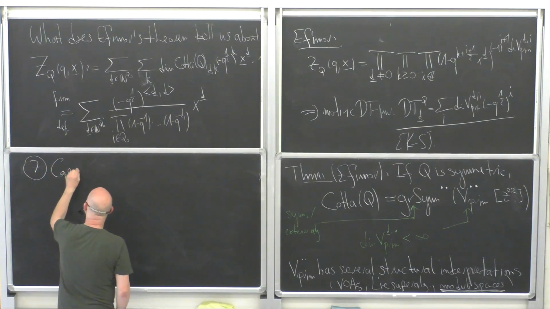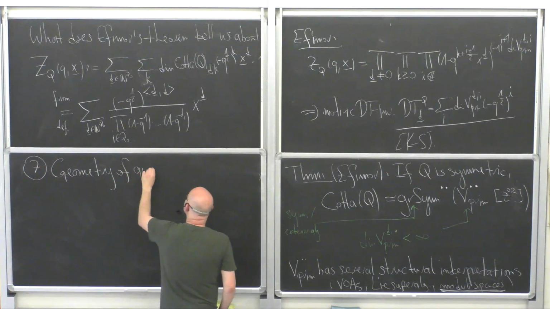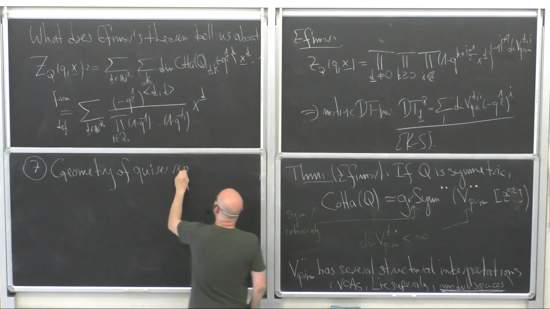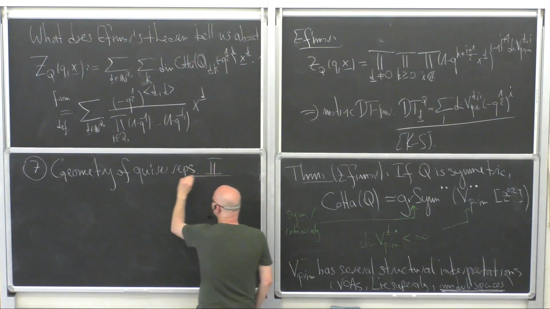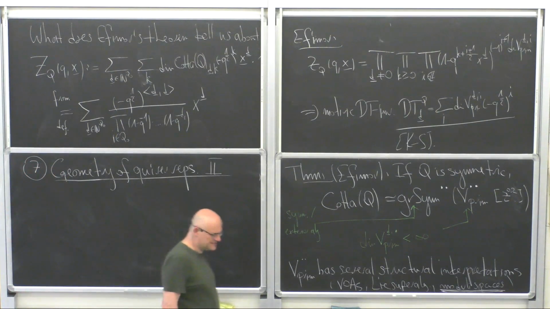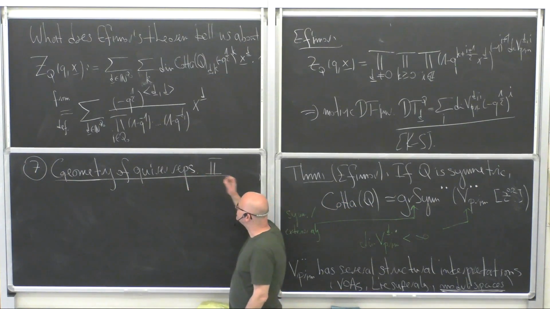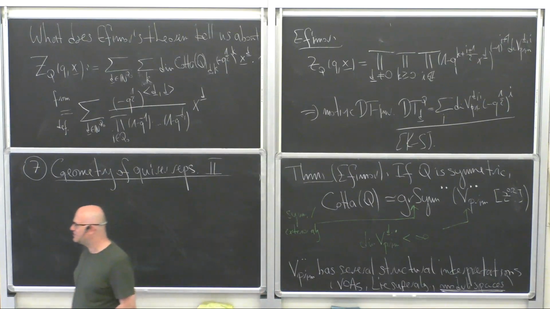Part 7 of my series: Geometry of Quivers representations, part 2. And that's now really taking 2 steps or even 3 steps back. Forget about all this CoHA and DT stuff, and just go back to this small section, Geometry of Quivers representations, part 1. What did we do there?